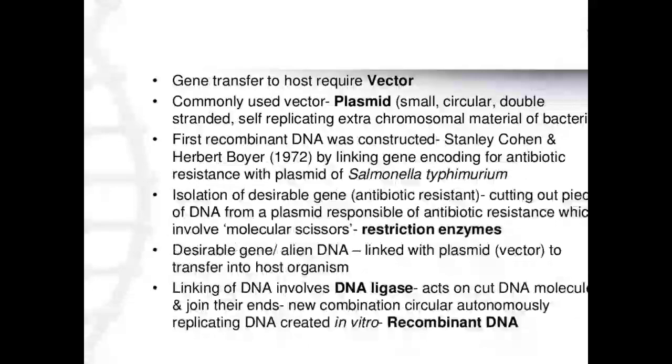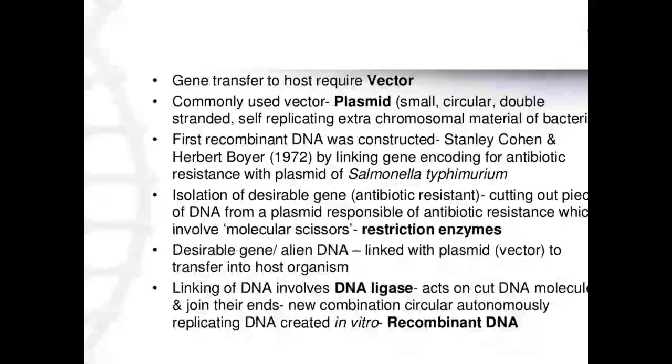And the first recombinant DNA was constructed by Stanley Cohen and Herbert Boyer in 1972. They linked the gene encoding antibiotic resistance with the plasmid of Salmonella typhi. Salmonella typhi is a bacterium, and they used the plasmid of this bacterial cell.